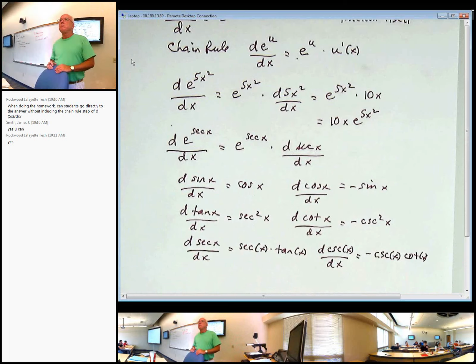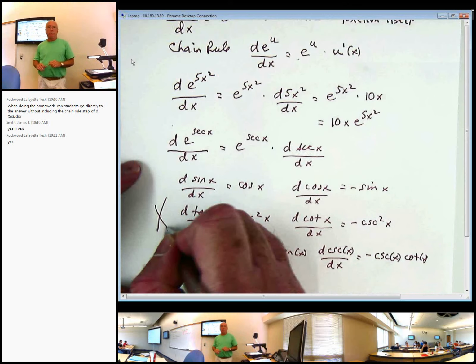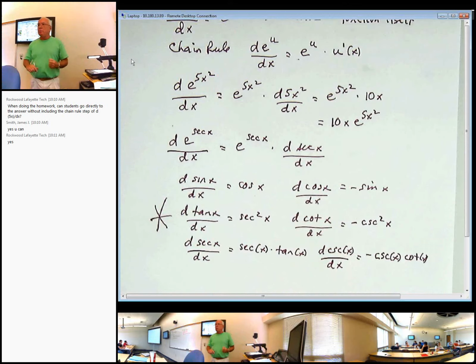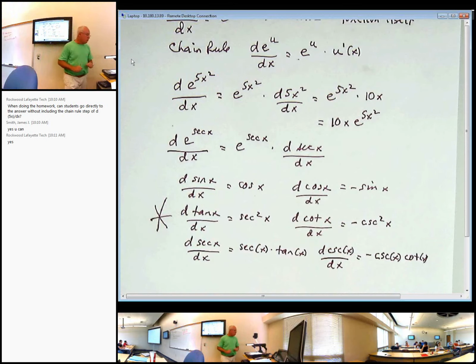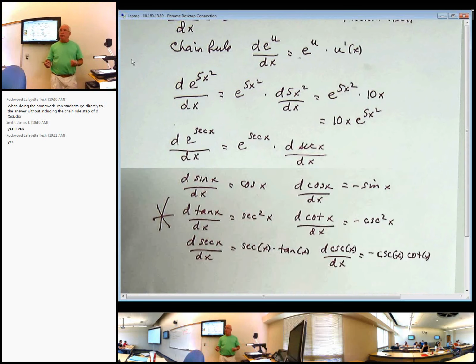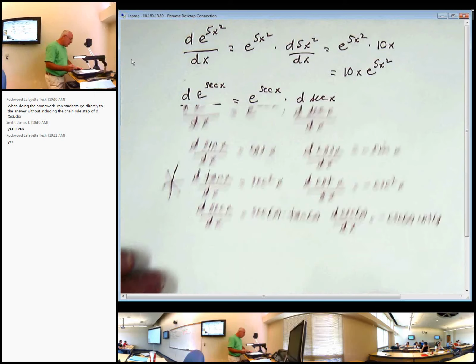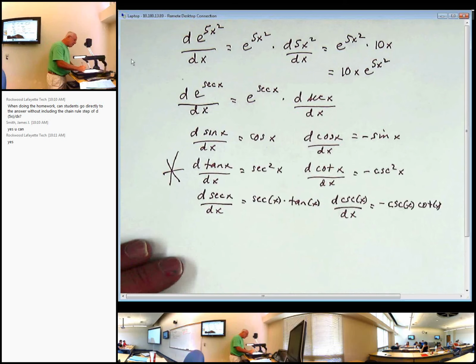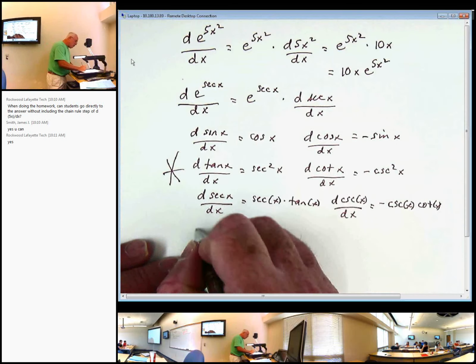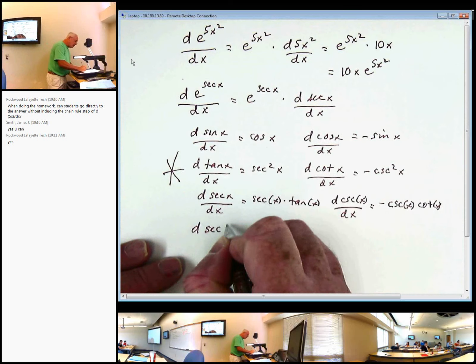Let's see. All of these are things that you need to know. That should just be part of your toolbox of things to know. And of course, with any of these, we can use the chain rule. So, for instance, let's just look at the secant here. What if we were going to do the derivative of the secant of 11x?